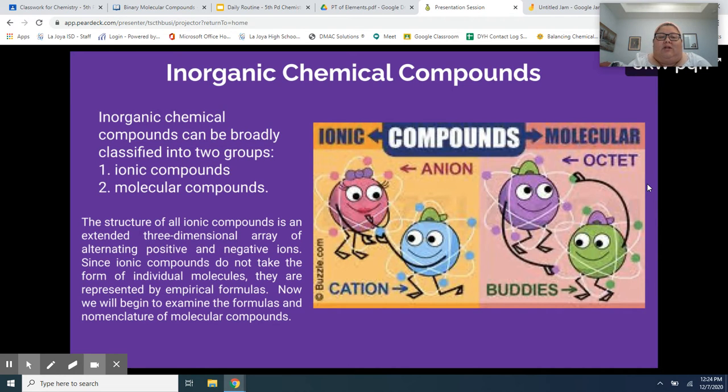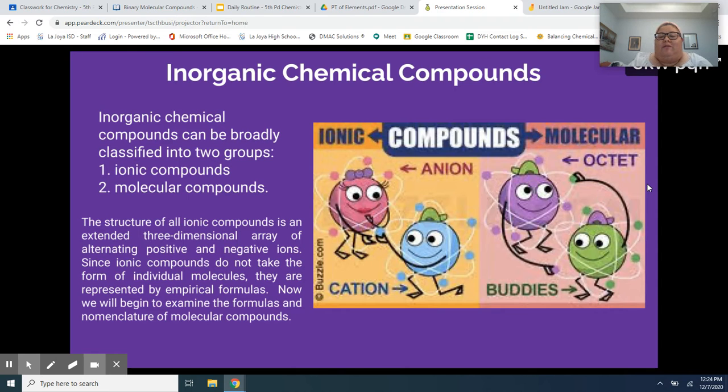Inorganic chemical compounds can be broadly classified into 2 groups: ionic compounds and molecular compounds. Ionic is what we started discussing last week. Today is molecular compounds. Remember that, because you're going to be needing that. The structure of all ionic compounds is an extended 3-dimensional array of alternating positive and negative ions. Since ionic compounds do not take the form of individual molecules, they are represented by empirical formulas. That's what we were doing last week. We will now begin to examine formulas and nomenclature for molecular compounds.